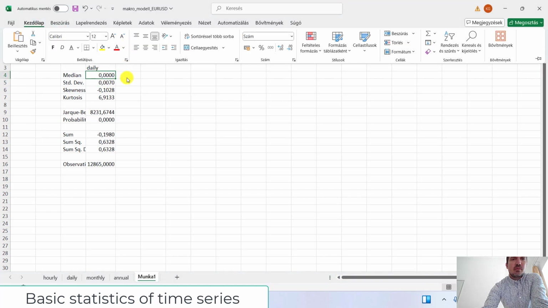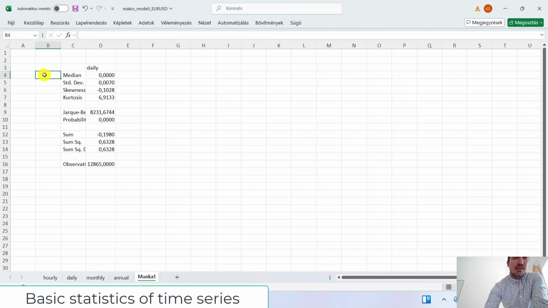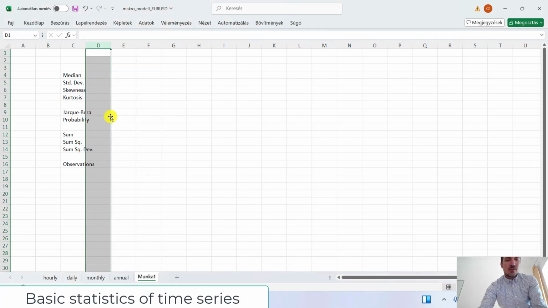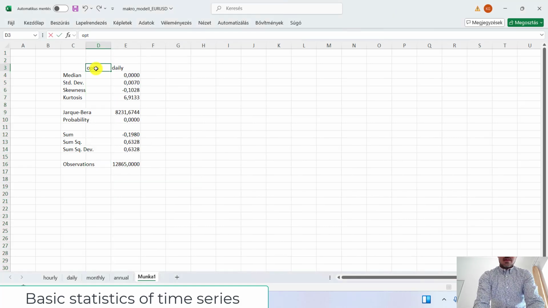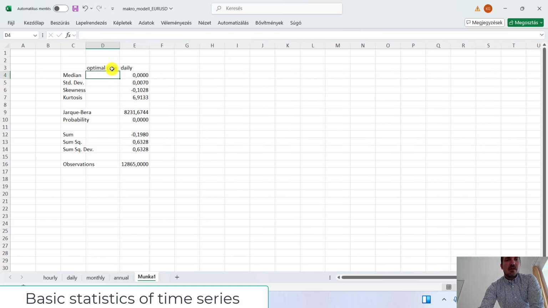Okay, so in the optimal scenario, this median, according to the lecture note, should be 0. Standard deviation doesn't matter. Skewness should be 0 because in this case we don't have any asymmetry in our data. So this would be completely, perfectly symmetric. If it goes down, it goes up, it goes down. So it's following the sinus curve.